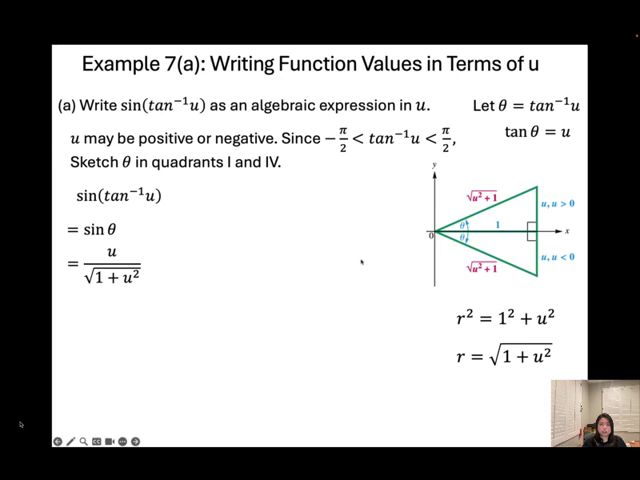And then we are not done yet. We need to rationalize. Okay, so we're gonna multiply by square root of 1 plus u squared. Simplify it. That's it. We just want it in terms of u here.